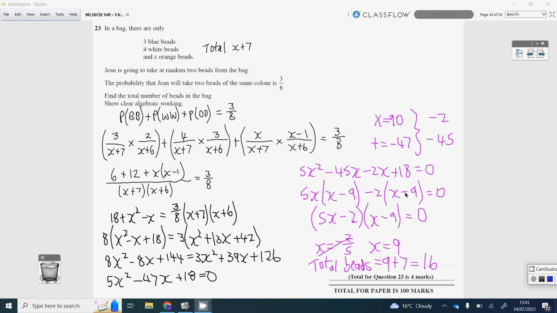So my final pair of brackets are these two components that aren't in a bracket, the 5x minus 2, and my repeated bracket being x minus 9. Now my two solutions for this are minus 2/5, that's the value of x that makes this first bracket 0, or x being 9. Now obviously x, which is the number of orange beads, has got to be a whole number and positive, so we reject the minus 2/5 solution. So x, the number of orange beads, is 9. So our total number of beads is 3 add 4 add 9, so 7 plus 9, which is 16.